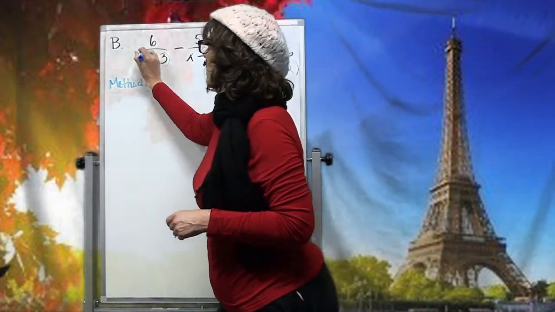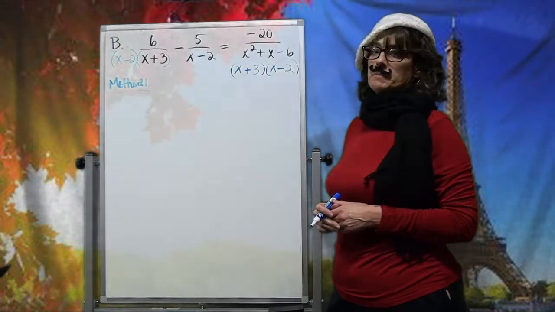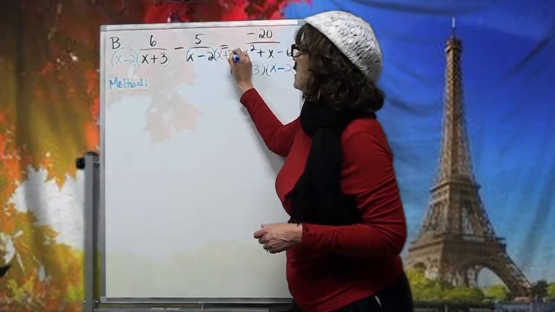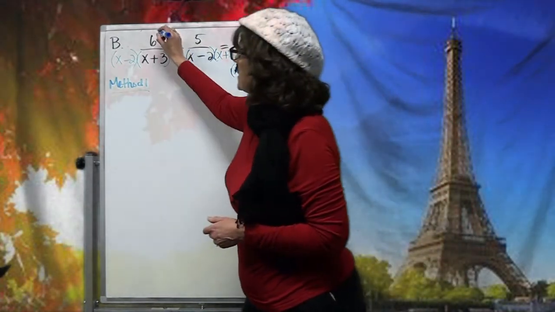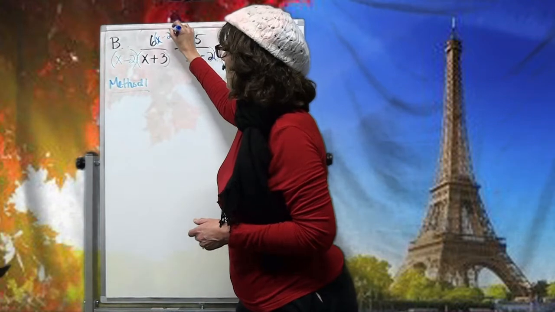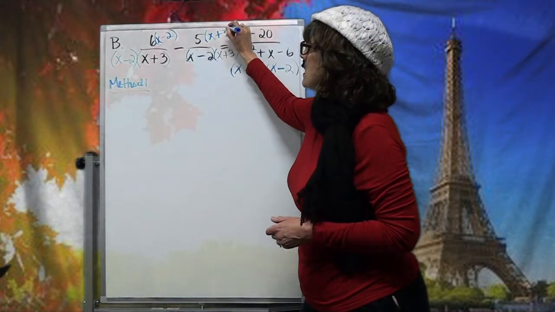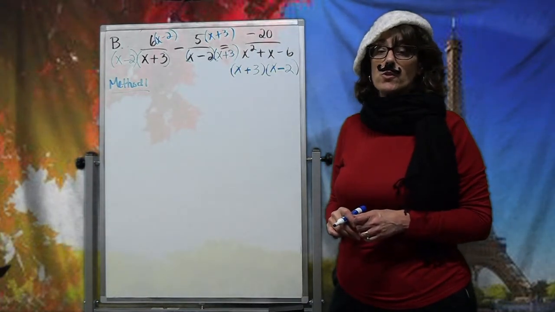If this one had an x - 2, it would look just like that. And if this one had an x + 3, it would look just like that. So therefore, I'm going to take this numerator and multiply it by an x - 2. I'm going to take this numerator and multiply it by an x + 3 yet again, because I don't want to change the value of the fraction, only what it looks like.